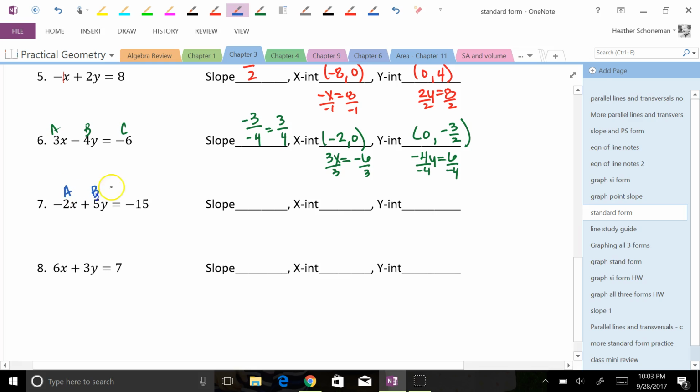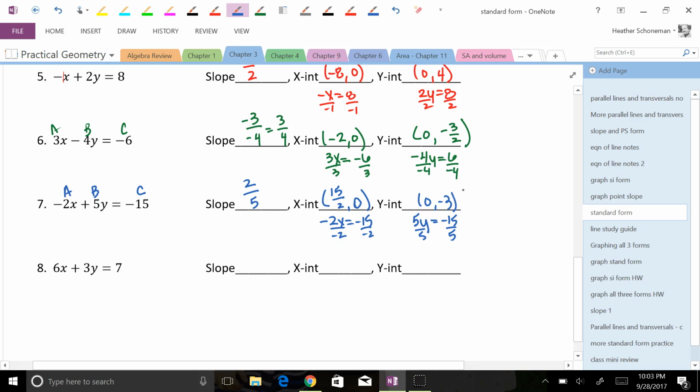Alright, let's try this again. So we have A, B, and C. The opposite of A is 2 over B, which is 5. The x-intercept, the y goes away, so I get negative 2x equals negative 15. Divide by negative 2. The numbers don't reduce, but the signs do. So I get 15/2, 0. The y-intercept, x goes away, so I get 5y equals negative 15. Divide by 5. And y is negative 3.